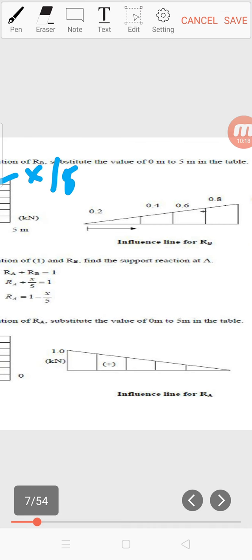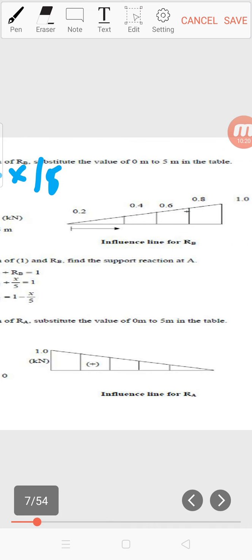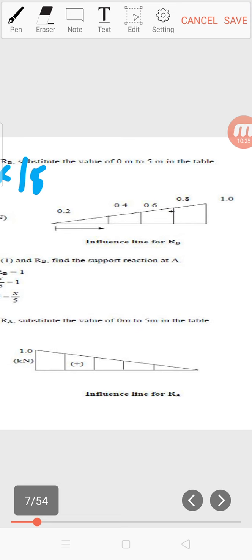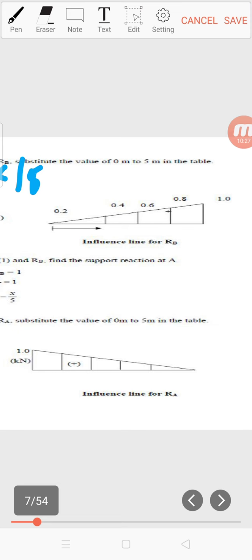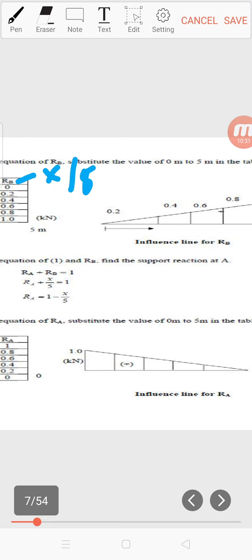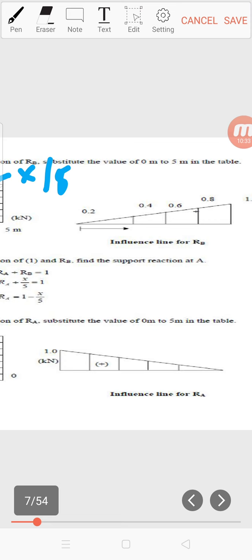Now we can draw the influence line. At 0, it is 0. At 5 meters, it is equal to 1. And we can put the coordinate from this table. Okay, so this is the influence line for RB.